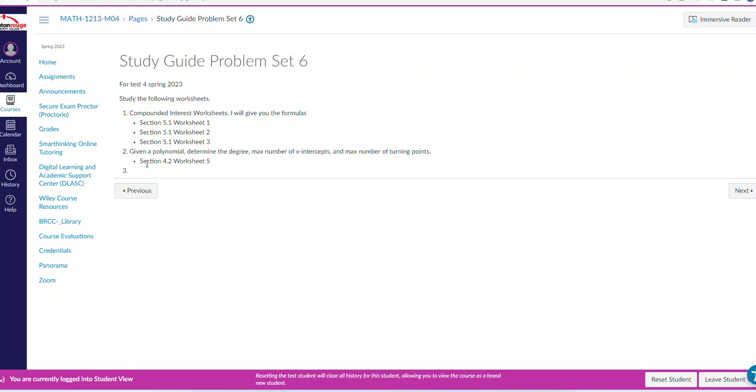And then number 2, given a polynomial, determine the degree, the maximum number of x-intercepts, and the maximum number of turning points. So that's worksheet 5 for section 4.2.